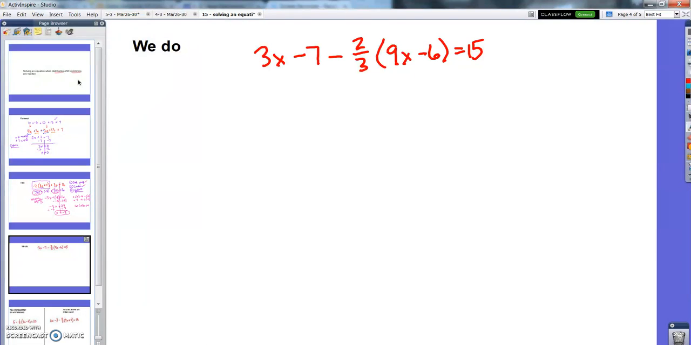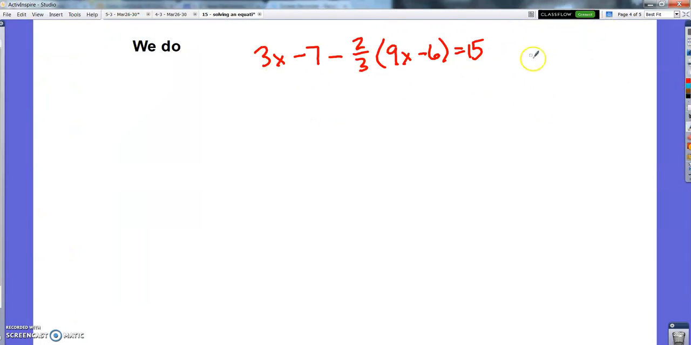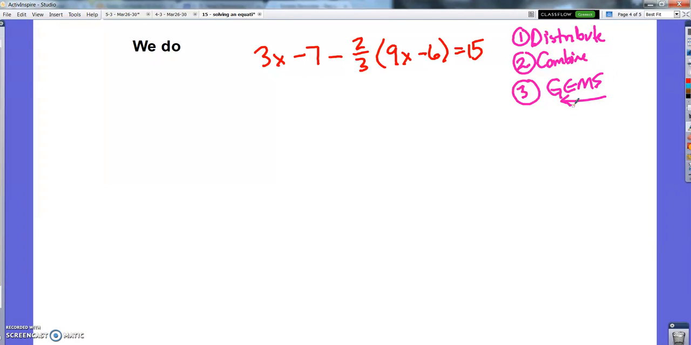A lot going on in this problem, but I think we'll be okay. So when you look at this, go ahead and write the problem down. Again, my steps are going to be to distribute, then combine, then do my reverse gems. Then I'll have a normal problem after I do that. Everything should be pretty simple.